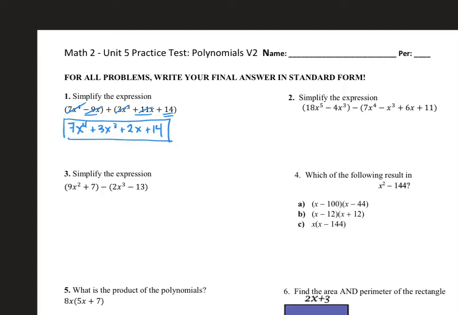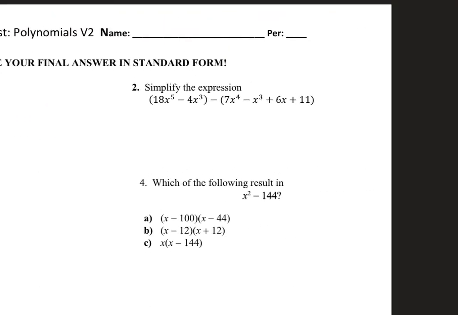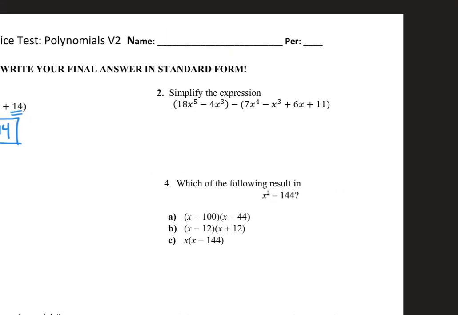All right, number 2, we are again simplifying the expression, but in this case we are subtracting. So to subtract, first thing we have to do is distribute that negative to the second parentheses. So I have 18x to the fifth minus 4x cubed, and then I have minus 7x to the fourth plus x cubed minus 6x minus 11. So remember, when we distribute the negative, it basically switches the signs of everything in the second parentheses.